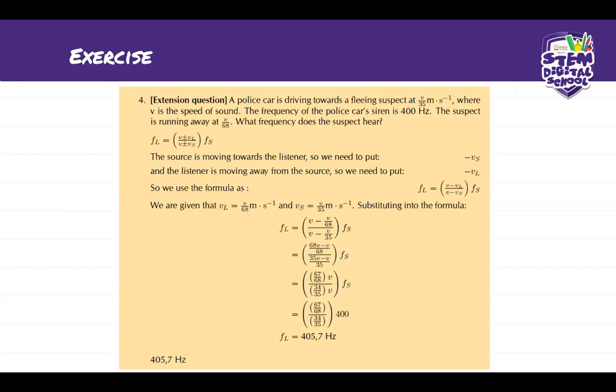It always depends on the type of question that we are given and the conditions that are stated. So you always make sure that you break down your questions to make sure you understand every condition that applies. Okay. So we are given VL and we are given VS. So now we need to substitute them into the formula. Okay. We substitute them into the formula, and this is what we get.